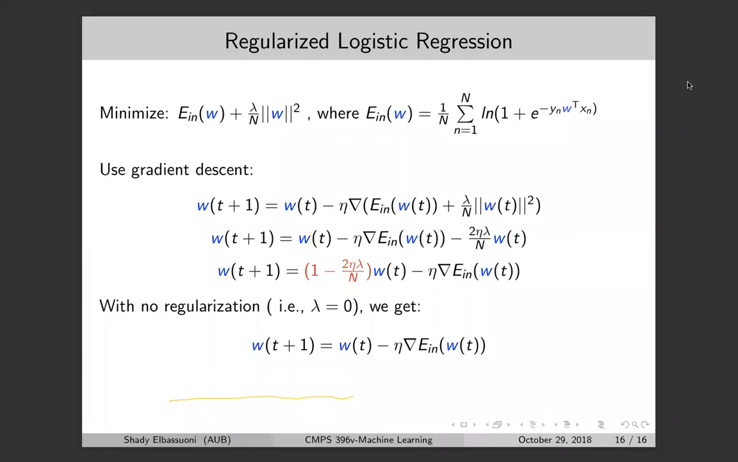Somebody has a question. In regularization, we're trying to minimize the out-of-sample error, not necessarily the in-sample error. Yes, the goal of regularization is to minimize the out-of-sample error. I actually might increase the in-sample error, but in return I minimize the out-of-sample error. So I try to avoid overfitting.